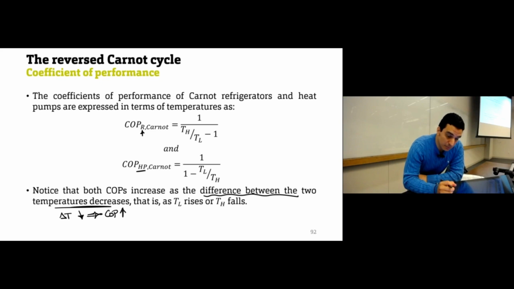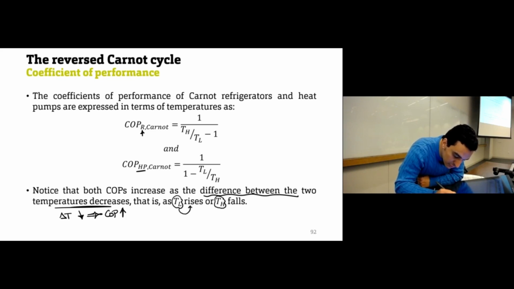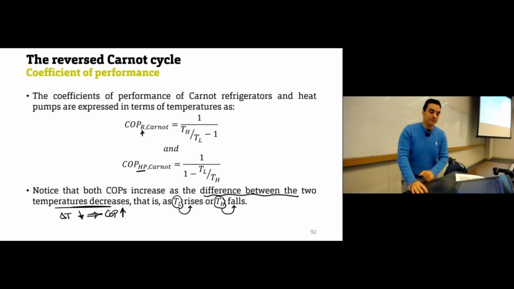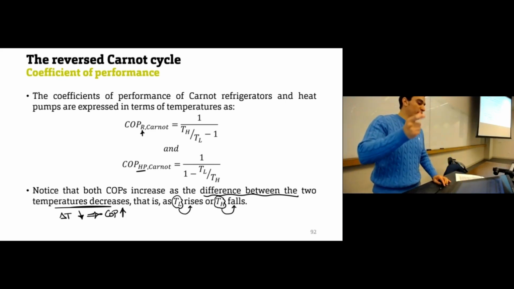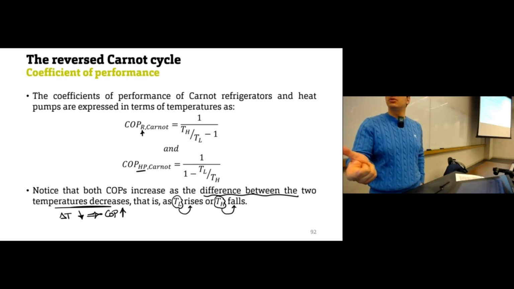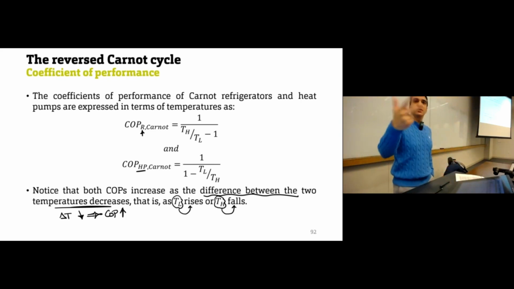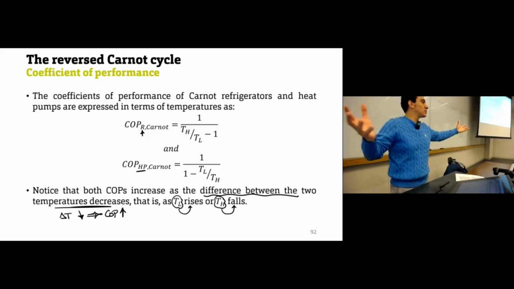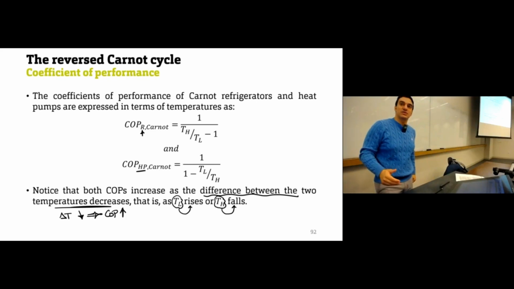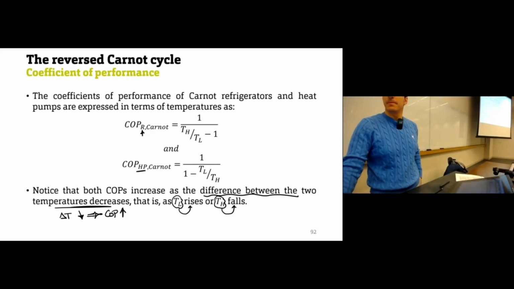And how can you reduce the temperature difference? You can increase TL, the low temperature, or you can decrease the high temperature of the condenser. The coefficient of performance of a Carnot cycle only depends on the temperature. It doesn't depend on the type of working fluid, the pressure in the system, or the phase, only on the boiler temperature and the condenser temperature. If these temperatures are getting close to each other, then the efficiency will be high. If the difference between these temperatures gets large, then the efficiency or coefficient of performance will decrease. Clear?